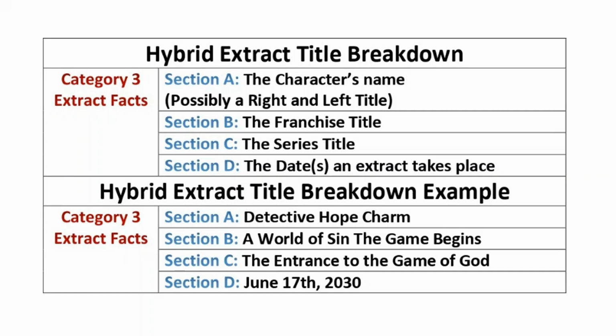Due to this, an author will write a secondary extract perspective, which is also called Category 3, Extract Facts. A secondary extract perspective is broken up into 4 sections from A to D. Section A is for a character's name and possibly a title to the left or right side of their name. Section B is the franchise title, Section C is the series title, and finally, Section D is for the date an extract takes place on.